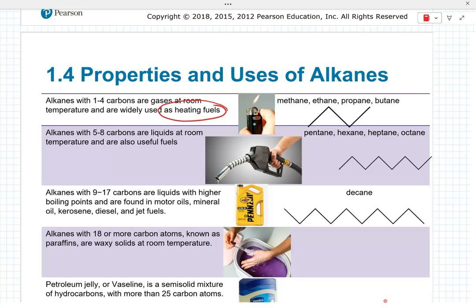Okay. 1 to 4 carbons, heating fuels. 5-8, gasoline. 9-17. Look how more and more dense these substances become. So gas is really like light and can float on the surface of the water. Motor oils, kerosene, diesel, kerosene and jet fuel is the same thing pretty much. They are denser.